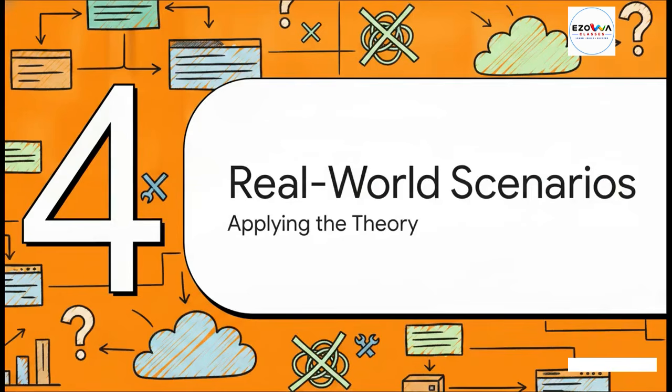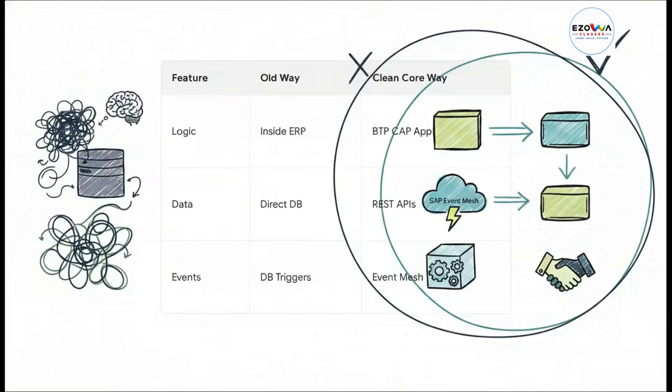Let's make this concrete with part four, real-world scenarios. Imagine a totally realistic business scenario. A new sales opportunity is created trigger. The old, traditional way, you'd probably write risky custom logic deep inside the ERP. But the new Clean Core way, it's elegant. S/4HANA simply fires an event to SAP Event Mesh. Then, a completely separate CAP app sitting on BTP listens for that exact event, triggers the custom logic, reads whatever data it needs via an API, and completes the task. The ERP stays 100% standard.